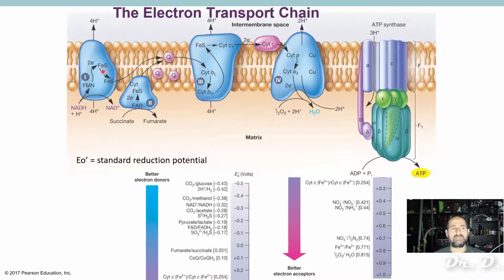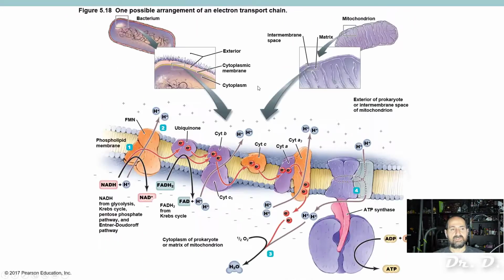So what that means is, you might be asking yourself, well, where is the electron transport chain of, let's say, an E. coli bacteria? Where is the electron transport chain if it doesn't have a mitochondria? Where is the ATP synthase if it doesn't have mitochondria? Well, the answer is here.